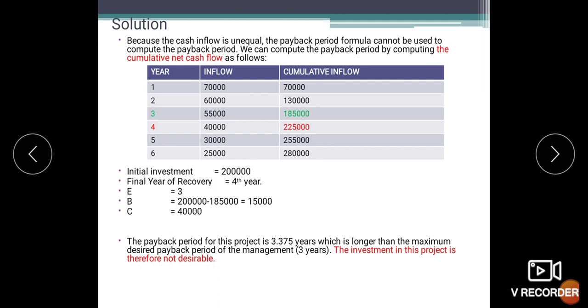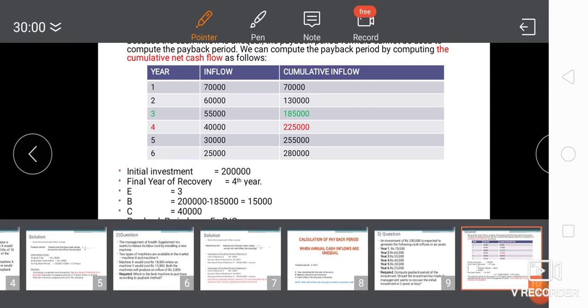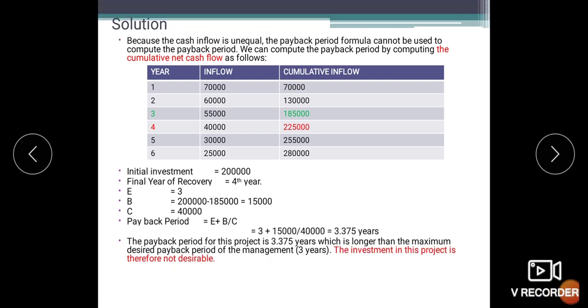Payback period is equal to E plus B divided by C. That means 3 plus B is 15,000, C is 40,000. 3 plus 15,000 divided by 40,000 is equal to 3.375 years.